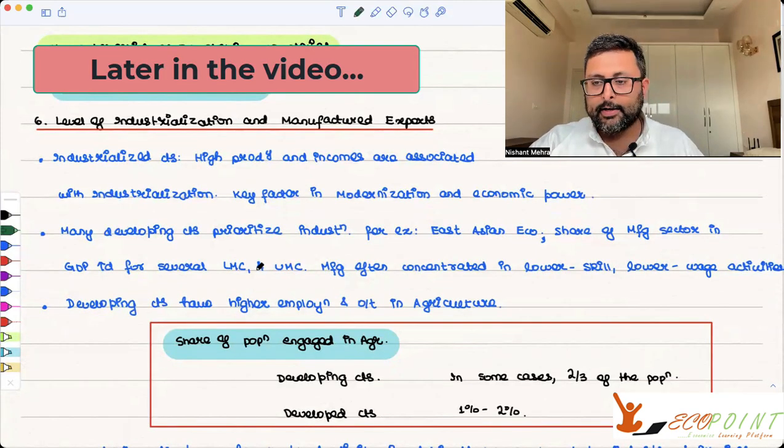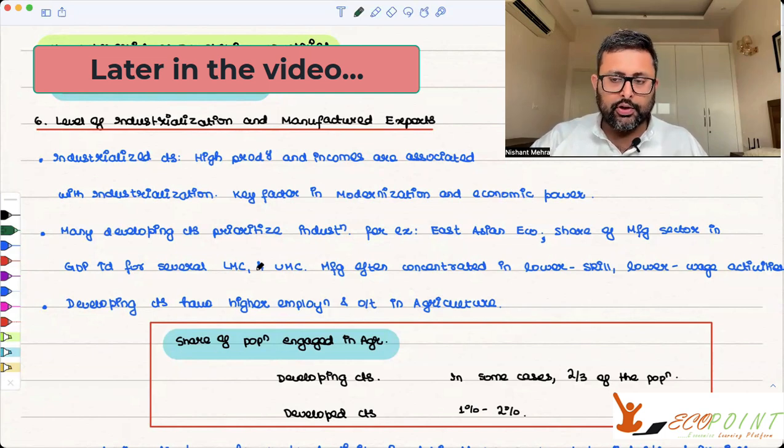So you'll find this, that industrialization is related with modernization. With industrialization, more economic power comes. You look at many of the developing countries also, they have prioritized industrialization. They said, fine, we will work on industrialization. For example, East Asian economies.